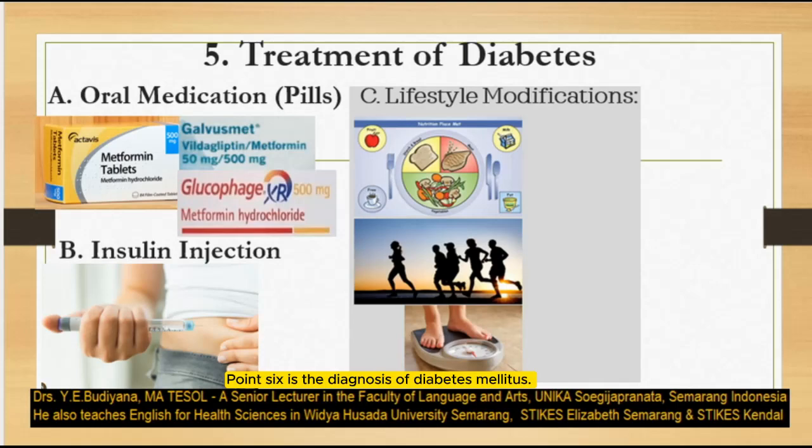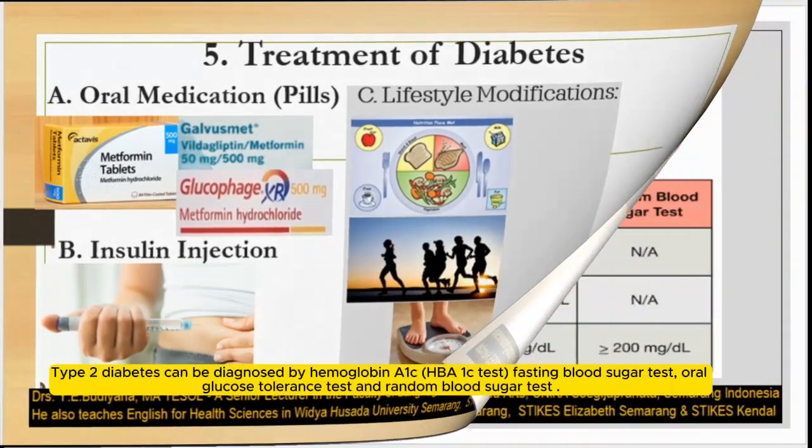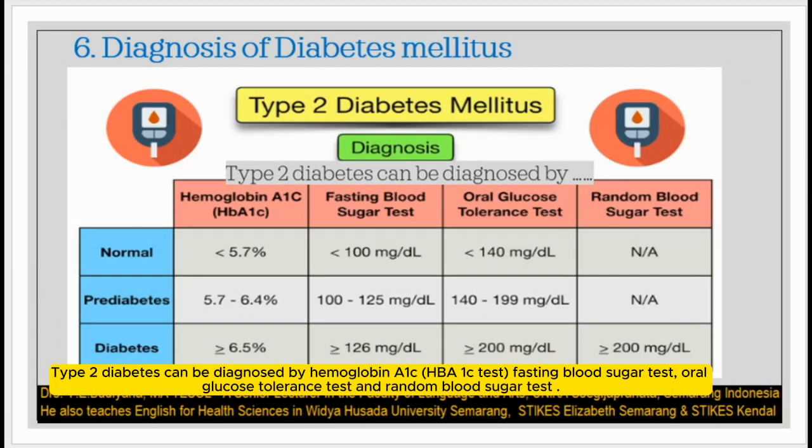Point 6 is the diagnosis of diabetes mellitus. Type 2 diabetes can be diagnosed by hemoglobin A1c, HbA1c test, fasting blood sugar test, oral glucose tolerance test, and random blood sugar test.